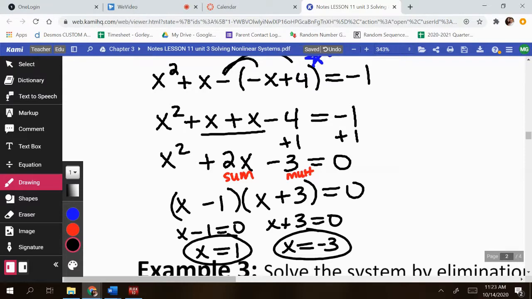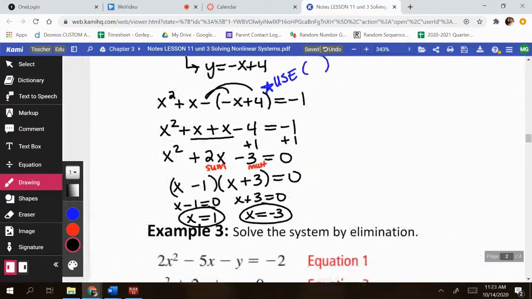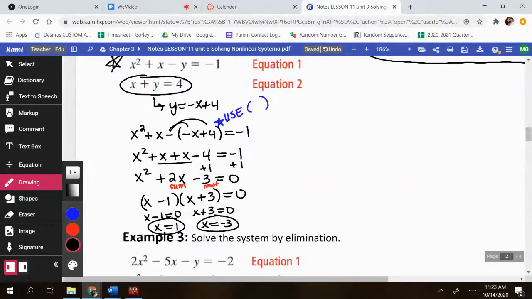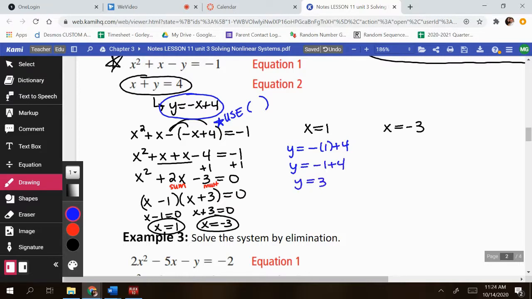Okay, now I'm not quite done yet, right? I've got to still solve for y. So I've got this x equals 1, and I've got another solution, x equals negative 3, and I know that y equals negative x plus 4. So I'm going to have y equals negative x was 1, plus 4. So I get y equals negative 1 plus 4, which would be 3. So I have an ordered pair here at 1, 3.